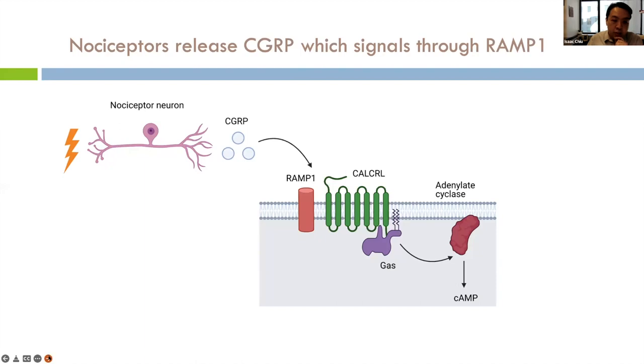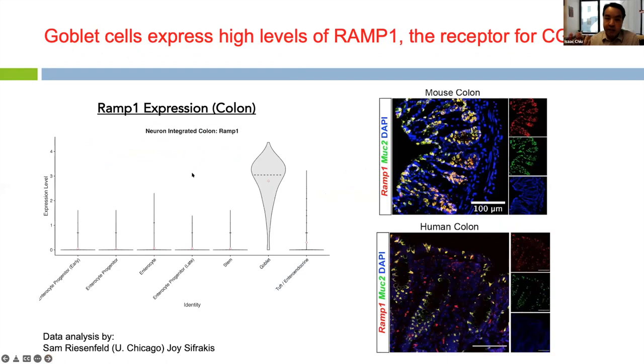And what we find is that RAMP1, this receptor for CGRP, is exquisitely and highly expressed by goblet cells, the mucus-producing cells. You can see this is single cell data that we collected from the colon of all the epithelial cells in the gut. And goblet cells have very high levels of RAMP1. We confirmed this with in situ hybridization, where we can see MUC2 and RAMP1 really co-localize in the mouse colon and also in the human colon.